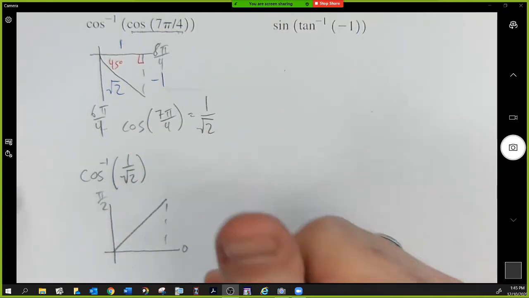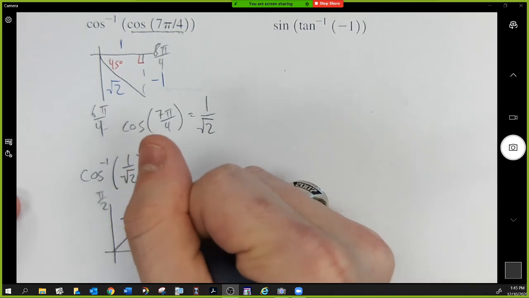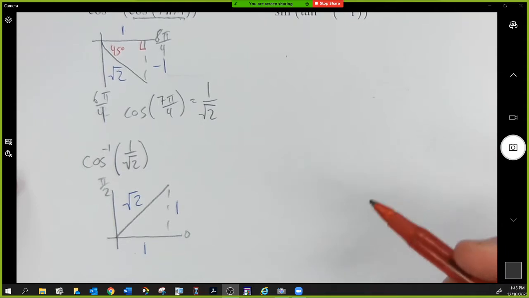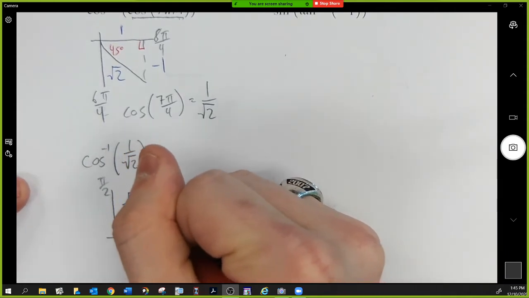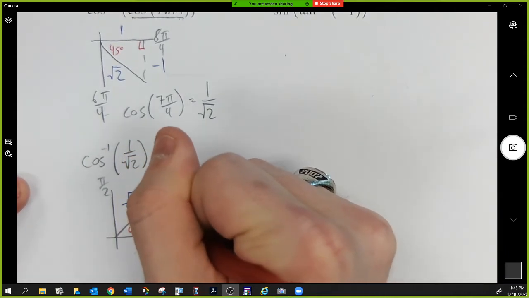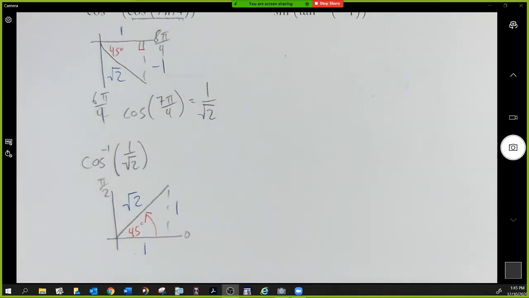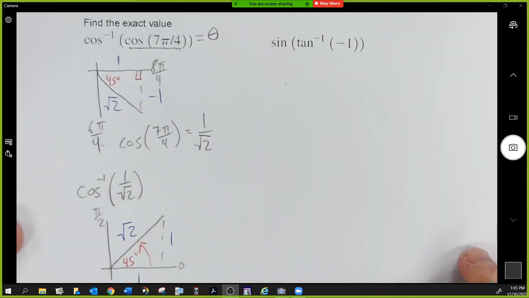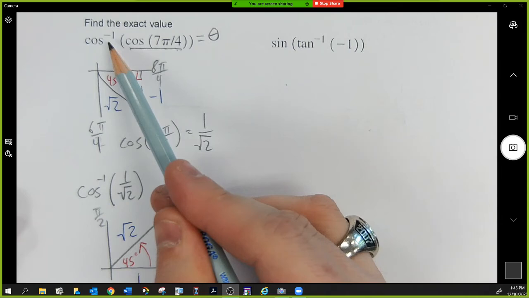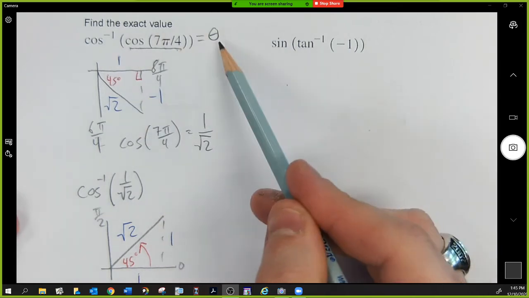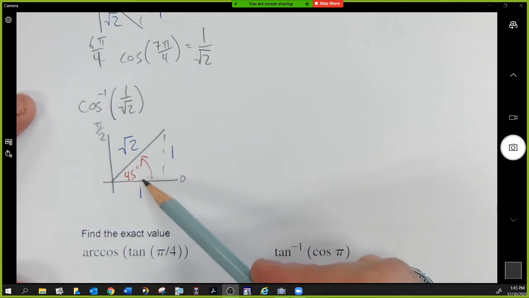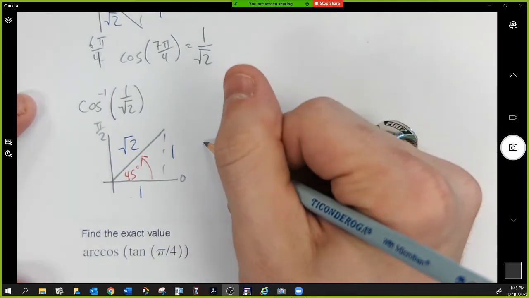Where the x is a 1 and the radius is a root 2, this forces a 1 here, which is, again, a 45, 45, 90, but it's actually a 45-degree angle that is the answer. So it's pi over 4. So this whole thing, which originally we said equals theta because it's going to end with an inverse trig, which means I'm going to end with an angle, my theta is this angle, positive 45 degrees, also known as pi over 4.